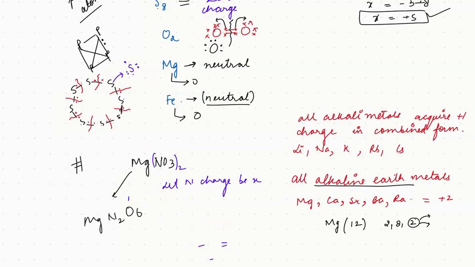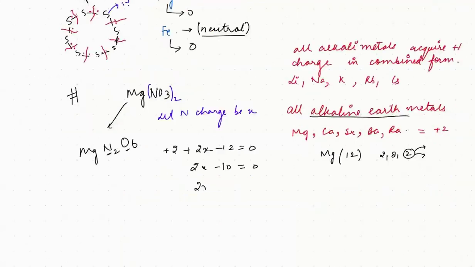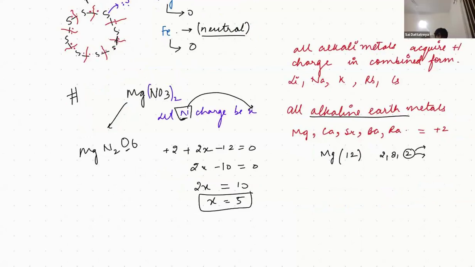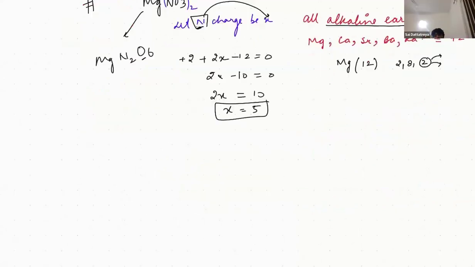You can write this down as MgN2O6. Magnesium's charge is +2. Nitrogen's charge is X, so for 2 atoms, it shall be 2X. And for oxygen, it would be -12, equals 0. So 2X minus 10 is 0, so 2X equals 10 and X is going to be 5. Why am I saying that? Because the charge of one nitrogen is assumed to be X, but there are 2 nitrogens. Are you understanding my point?